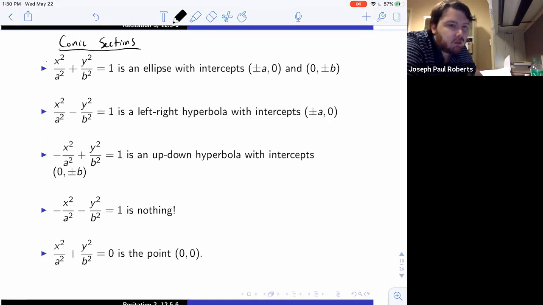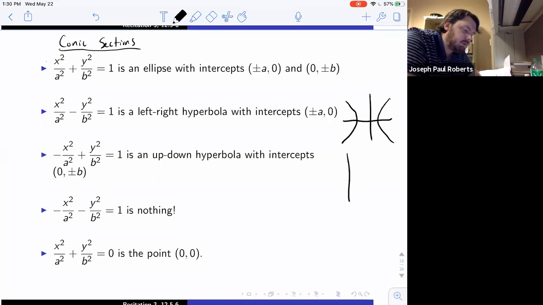And so there's sort of two kinds of hyperbolas. There's a left-right kind of hyperbola that's going to look something like this. And then there's an up-down hyperbola that's going to look something like that. And which one's which, I don't think you should memorize. You just kind of look at the equation and figure out which kind of intercepts it has.